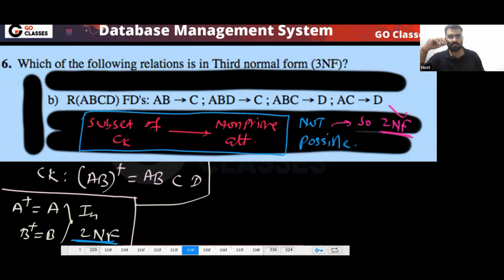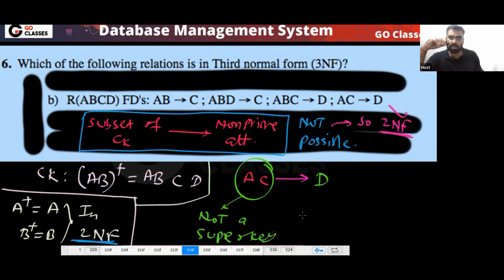What about 3NF? So here again you can notice, can you determine a non-prime attribute from a non-super key? Is AC a super key? This is not a super key, right?